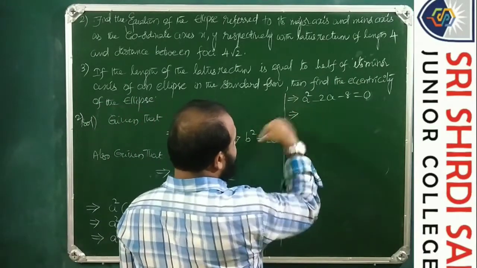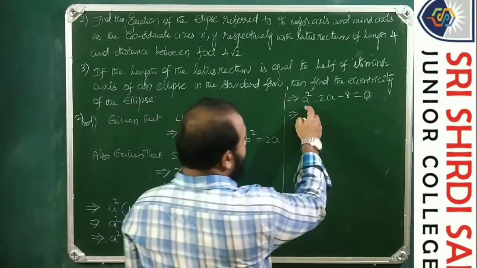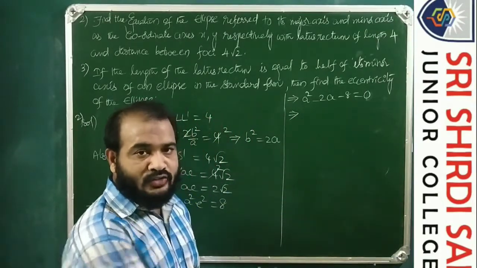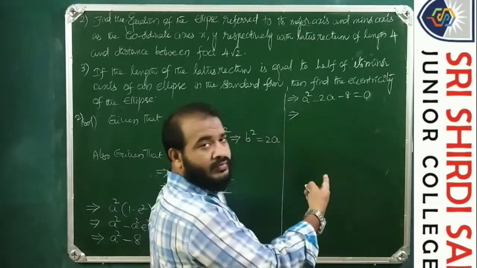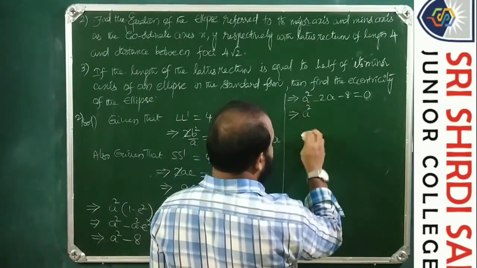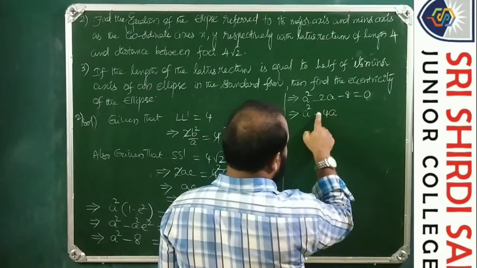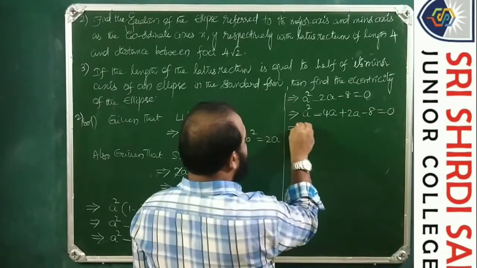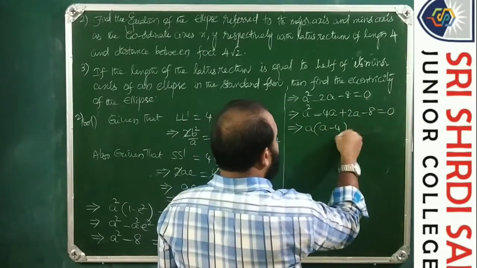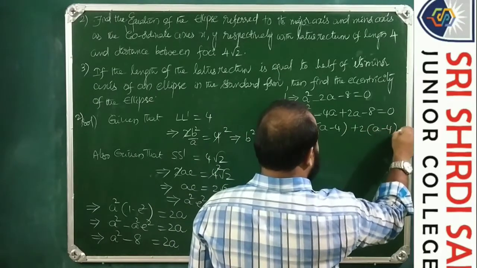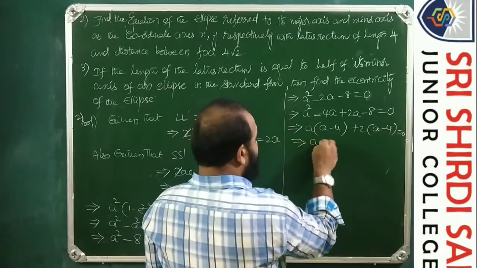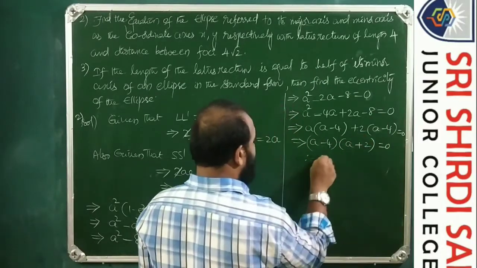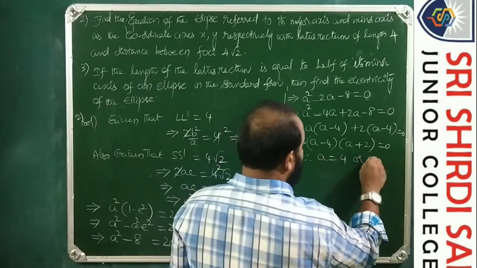So let us take the factors. 4 twos are 8, minus 4 plus 2 is minus 2a. So this is a square plus 4a minus 4a plus 2a minus 8 equals 0. a into a minus 4 plus 2 into a minus 4 equals 0. So this is a minus 4 into a plus 2 equals 0. Therefore, a is equal to 4 or minus 2.